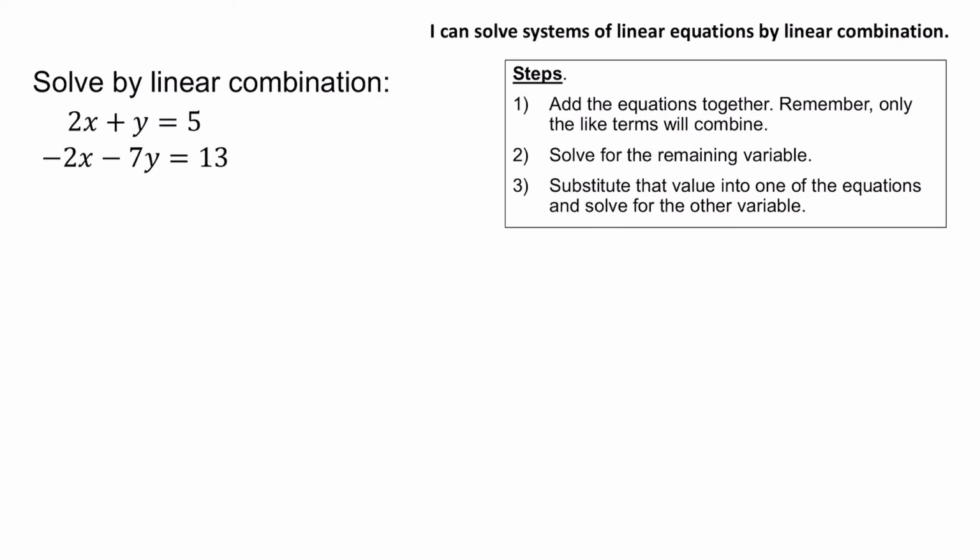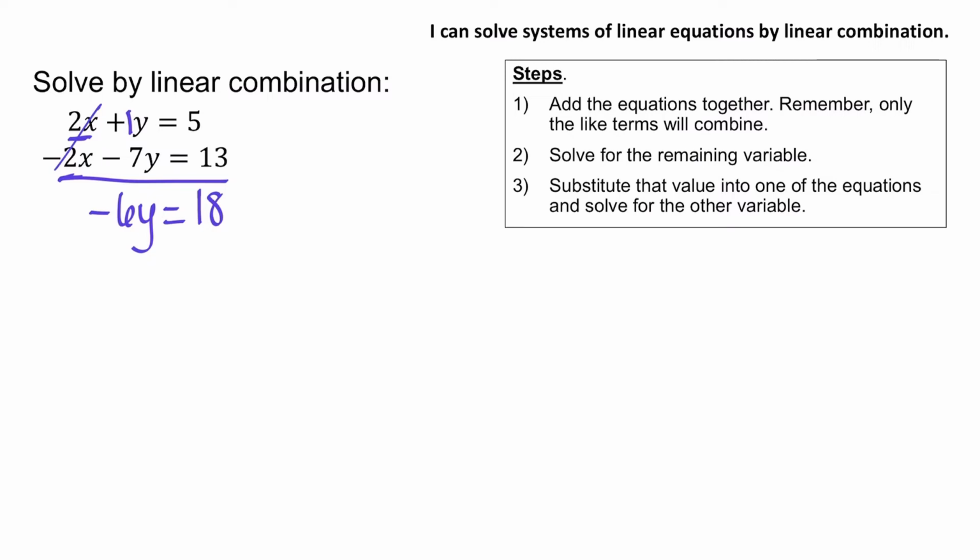Now let's try solving this system by linear combination. Notice that here I have an x term with equal and opposite coefficients, so I can go ahead and add these two equations together. When I add them together, the x terms will cancel each other out. I have a plus y, which remember is a plus 1y. So plus 1 minus 7 is going to give me negative 6y. So I have negative 6y, and then I have 5 plus 13, which is 18.